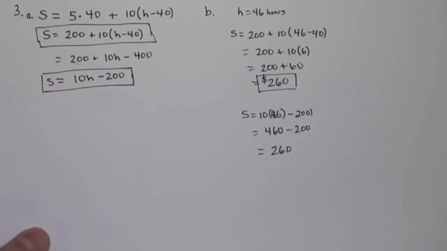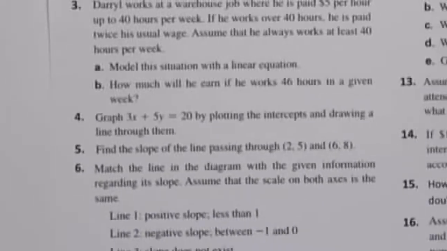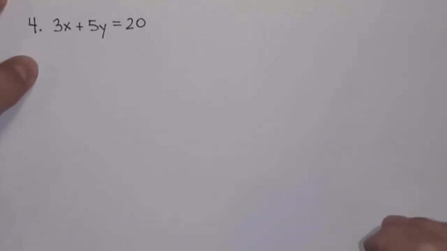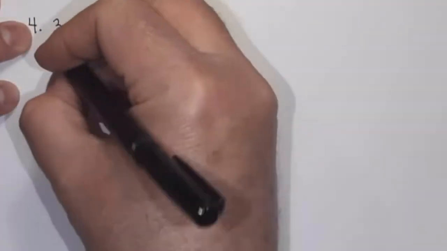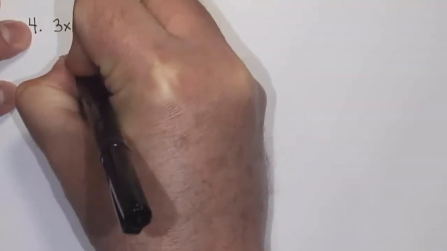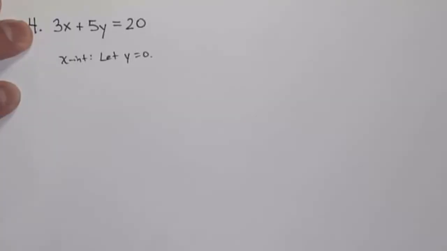So let's look at question number 4. In question number 4, we want to graph the equation 3x plus 5y equals 20 by plotting the intercepts and drawing a line through them. So again, let's do that on a separate sheet. Here I've written our equation that we want to graph, and we want to graph this by finding the intercepts. So remember, to find the x-intercept, we let y equal 0 and solve for x.